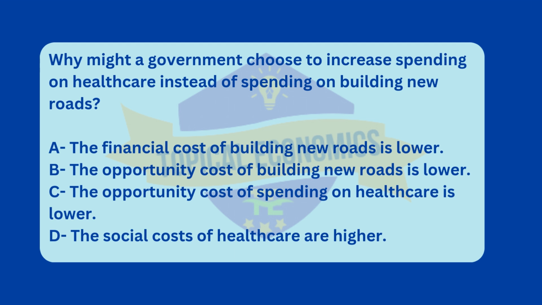Moving to the second question. Why might a government choose to increase spending on healthcare instead of spending on building new roads? A. The financial cost of building new roads is lower. B. The opportunity cost of building new roads is lower. C. The opportunity cost of spending on healthcare is lower. D. The social costs of healthcare are higher. This question is from year 2022 February-March version 2 paper. The correct answer for this question is option C.